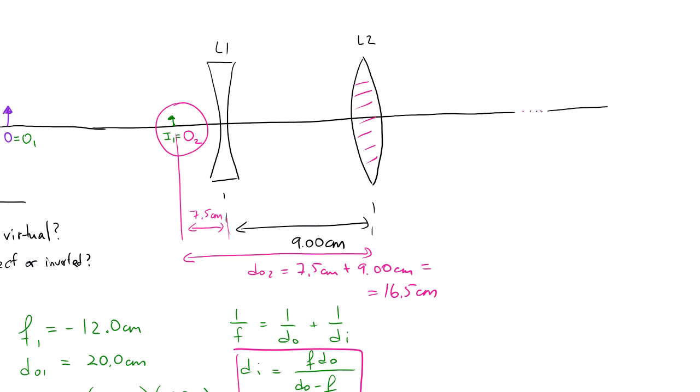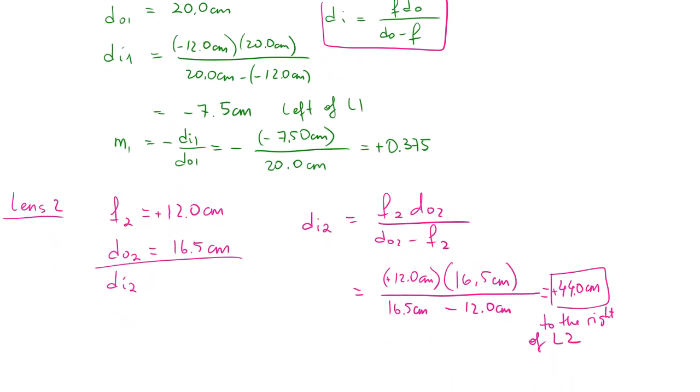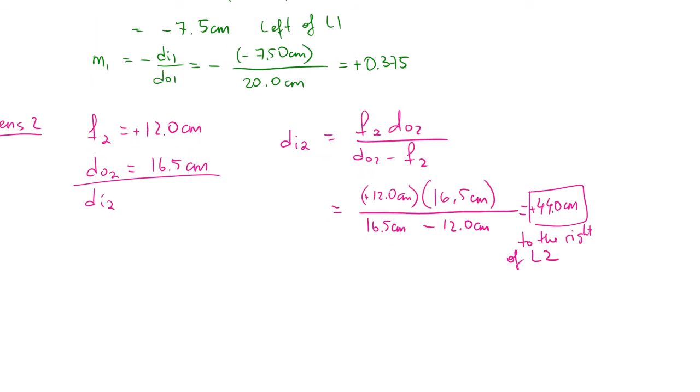And by the way, we need to find out whether this is inverted or erect. For that, we need to figure out the magnification. So let's do that before we go ahead and try to identify the spot. M2 equals negative DI2 divided by DO2. That equals negative 44 centimeters divided by 16.5 centimeters, which equals negative 2.67.